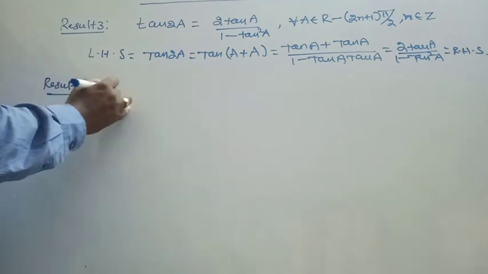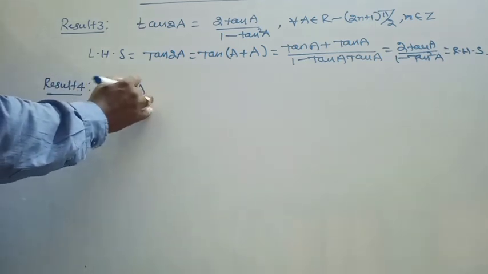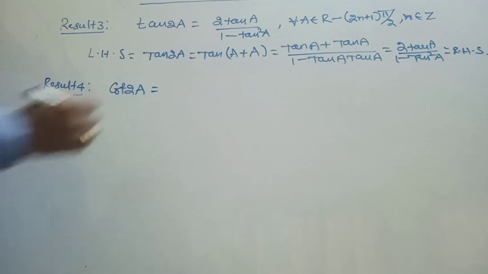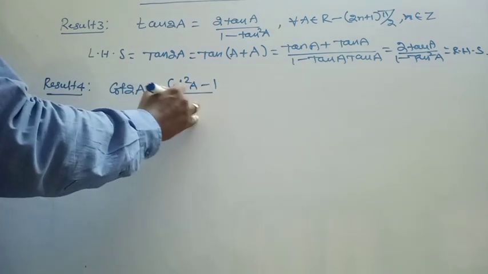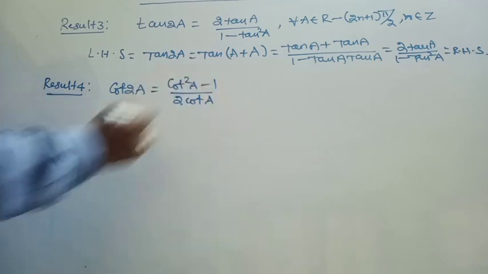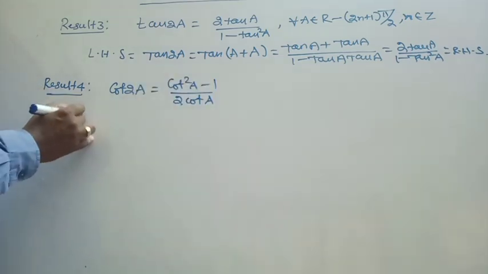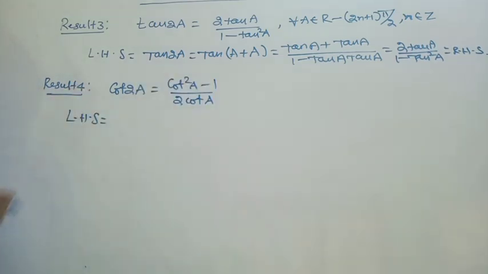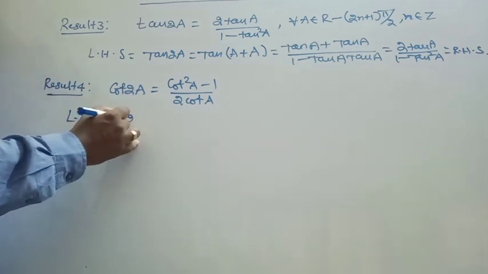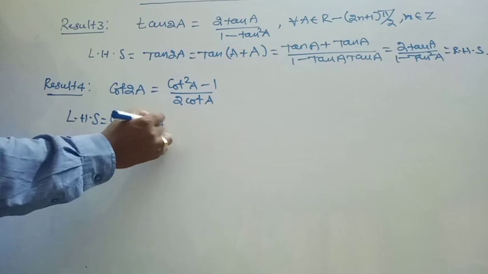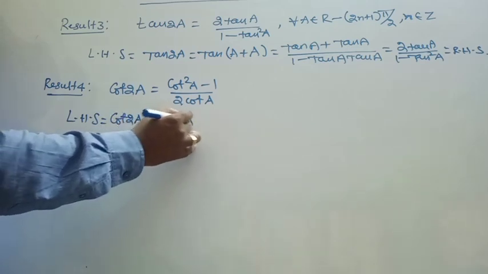Now like that, result number 4 we are having here, that is cot 2a. Cot 2a is equal to cot square a minus 1 by 2 cot a. How are we going to prove it? You see, my dear students, the same way, cot 2a we can write as cot of (a plus a).